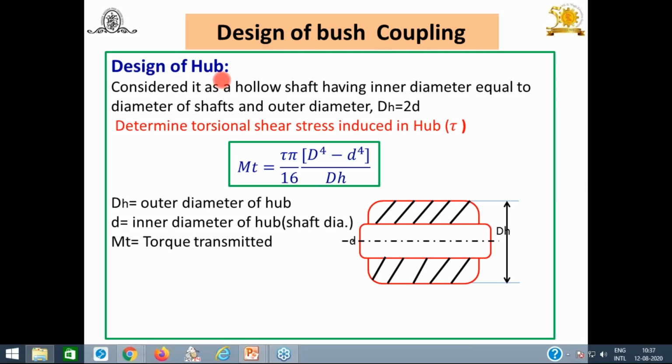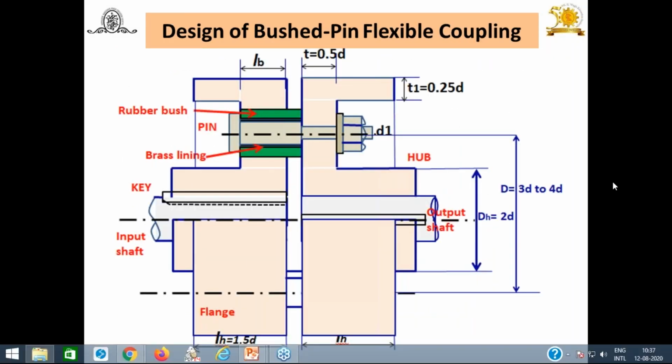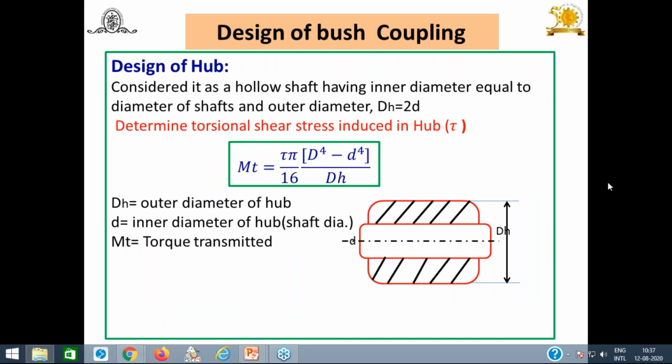Now the second step is the design of the hub. How to design the hub? Like a rigid flange coupling, same thing. Again, look at the diagram or the figure also. I have already explained. This is the hub. This part is the hub part here. Look at this. The hub is mounted on the shaft by using the key. The hub is a hollow cylindrical part or a sleeve. So while designing a hub, consider it as a hollow cylinder or a sleeve.